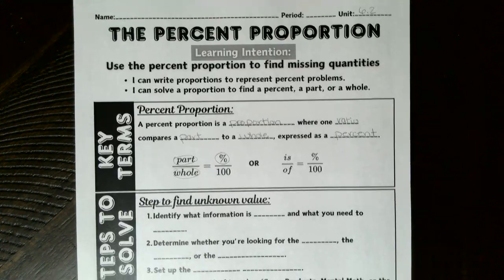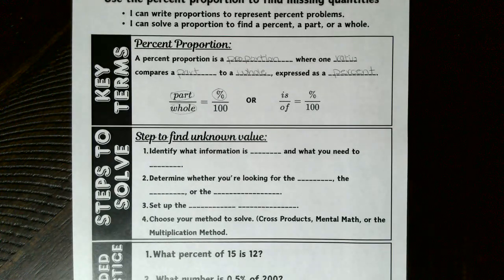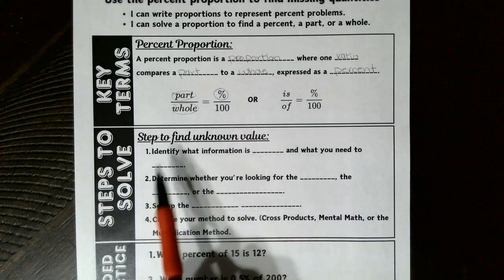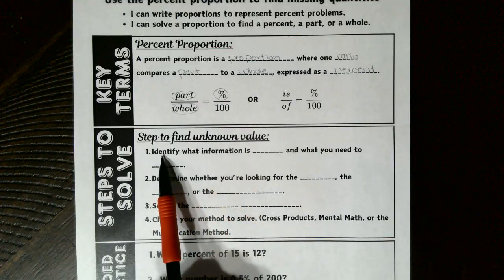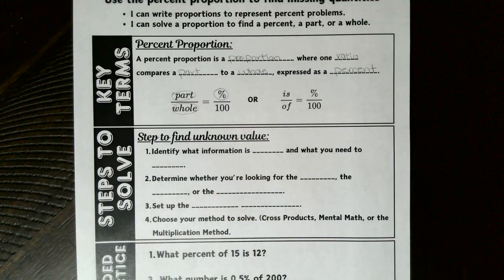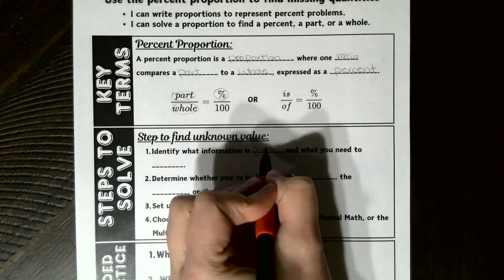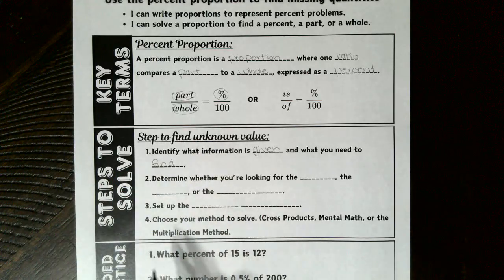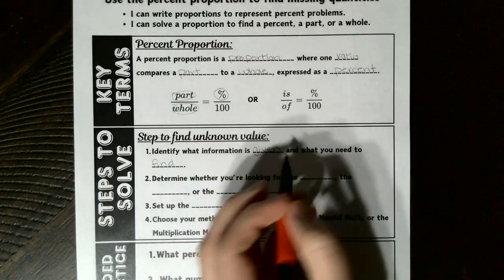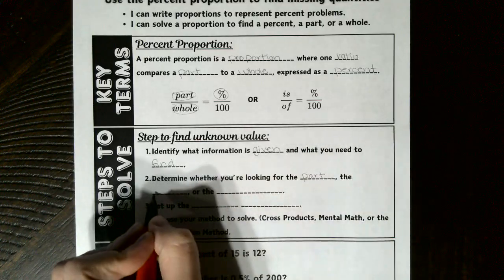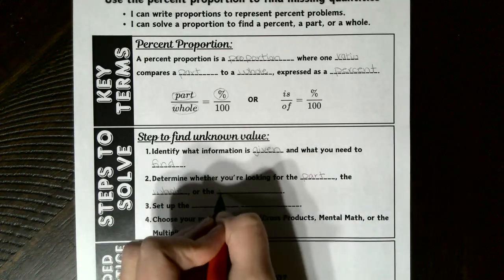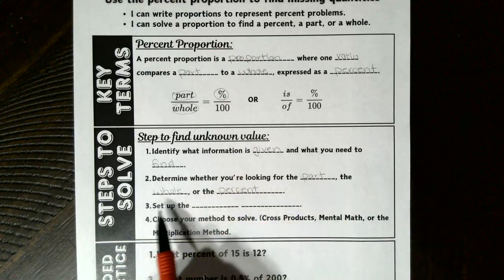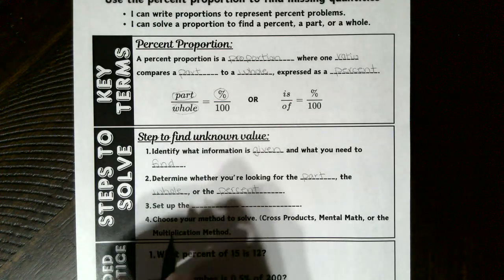Okay, so let's talk about how you would use your steps to solve for whatever variable you're missing. So steps to find the unknown value. Number one, you're going to identify what information is given. First and foremost, what's given to us and what do you need to find? So once you've done that, then you're going to determine whether you're looking for the part, the whole, or the percent. So after you have seen, okay, this is what I'm given, now which one of these do I need to find? Then you're going to set up your percent proportion.